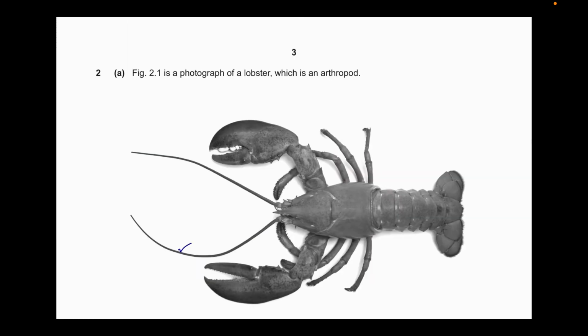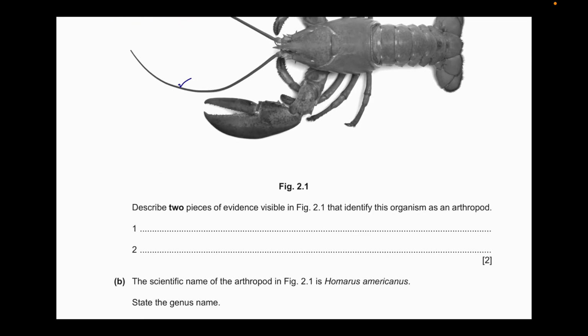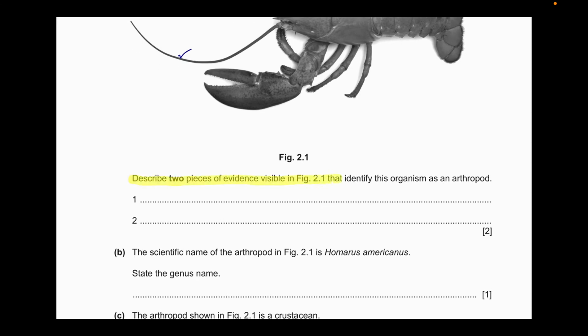Question number 2. Figure 2.1 is a photograph of a lobster which is an arthropod. Okay. Describe two pieces of evidence visible in figure 2.1 that identify this organism as an arthropod.